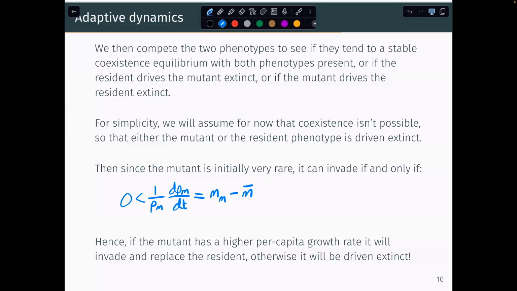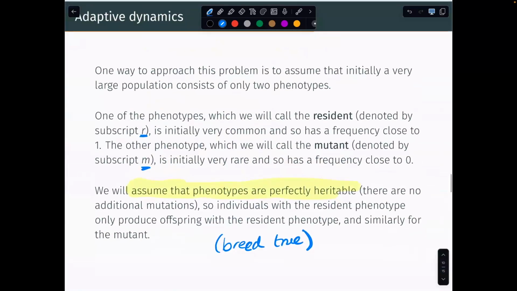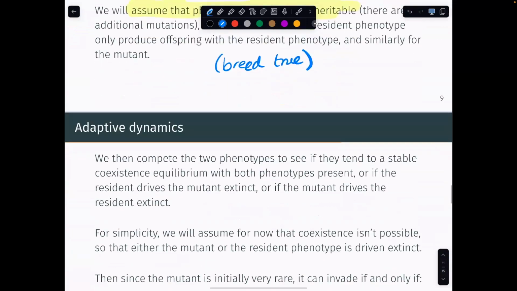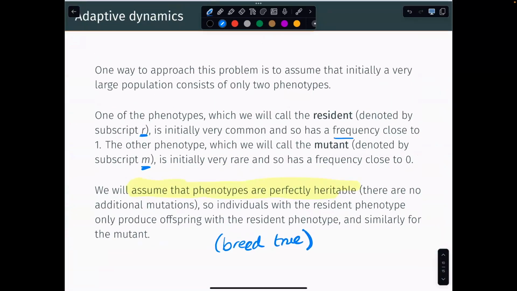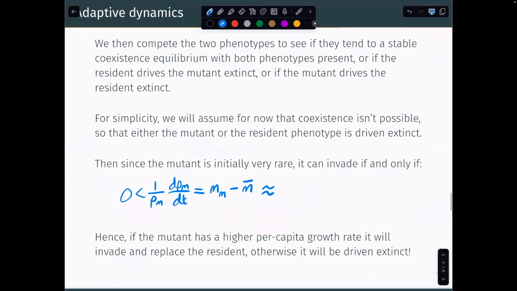When I'm saying here that they're driven extinct, really what I'm saying is their frequency tends towards 0. Usually extinction and frequency tending towards 0 are the same thing. If they're both growing exponentially, it's not. Okay, that's a little aside. But ultimately here, this M bar, if you recall up here, we assumed that the resident phenotype has frequency close to 1. So the average growth rate of the population, M bar, is just going to be M sub R, the per capita growth rate of the resident phenotype.